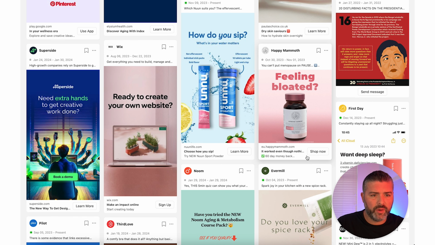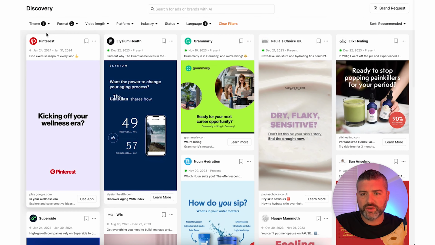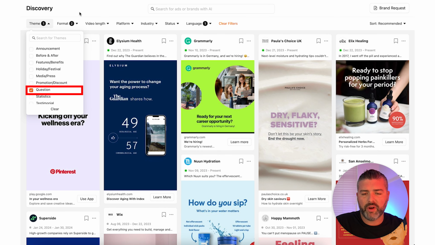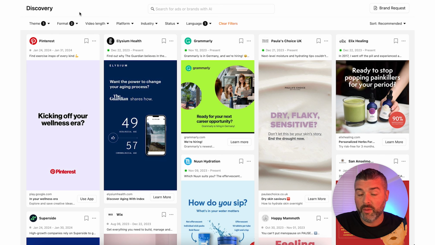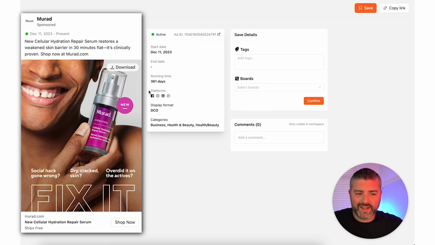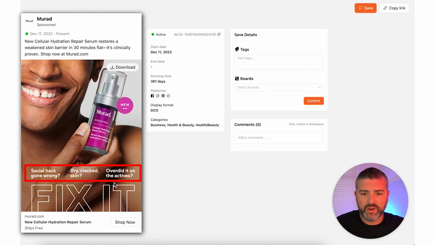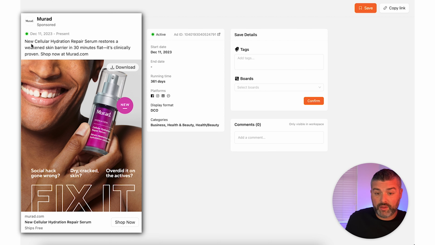So within Atria, we can see we're in the question. Generally within the PAS framework, we're going to try to isolate the problem rapidly. The best way of doing that is with a question. So let's look at this ad. We have 3 questions: social hack gone wrong, dry cracked skin, overdid it on the actives. So we've isolated 3 different problems.